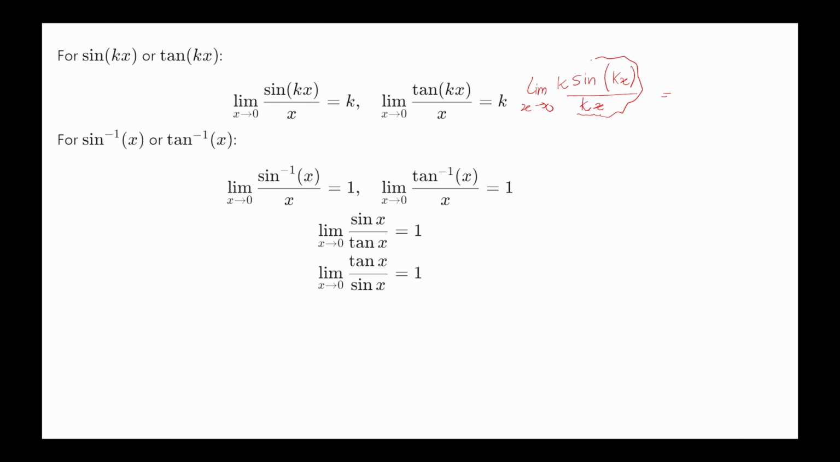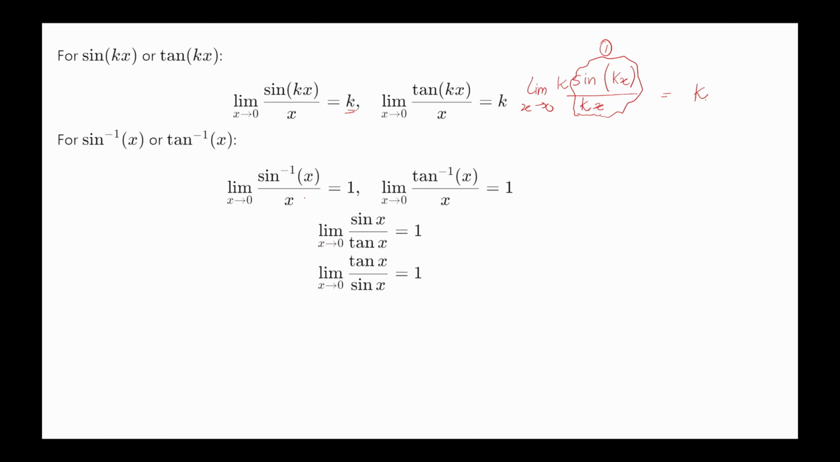So sine of something upon that same something, this value is 1. So if this is 1, what are we left with? Only k. So that is how we get k as our answer here. So again, for tan x, sin x, it is not necessary for you to remember this. You can simply prove it during your examination as well in this manner.